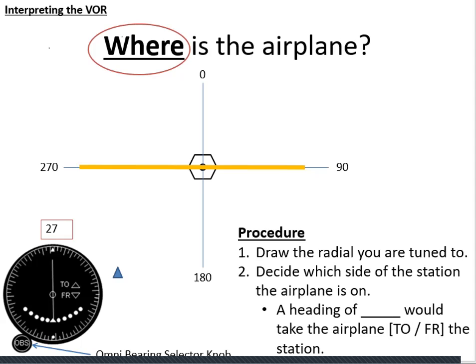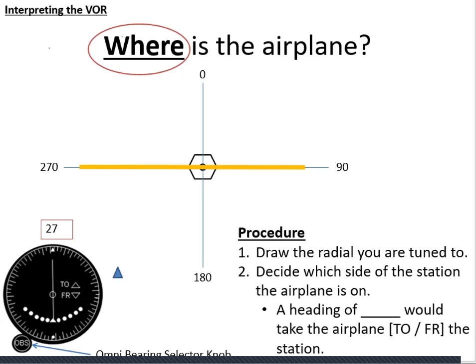What it means is that if you pointed the airplane at 270 degrees and you flew along that line, that radial, it would take you toward the station. That's the position you're in. So to figure out where the airplane actually is, what we do is we come along our compass, right? So we recognize we're somewhere along this line. So first things first, we draw the radial that we're tuned to. We draw the line that the airplane's sitting on. We know now it's on this line somewhere.